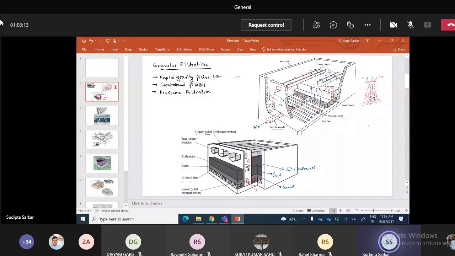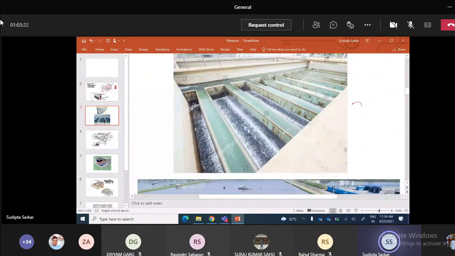Now next, let me show the camera showing how it is running. You can see this is the wash water channel. Water on this wash water channel just falls over the bed below. In the bed below here, this part, these are all the filter beds.